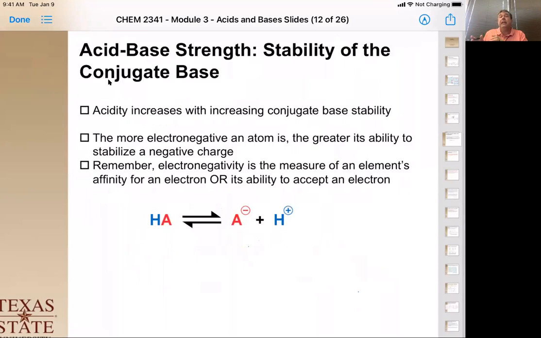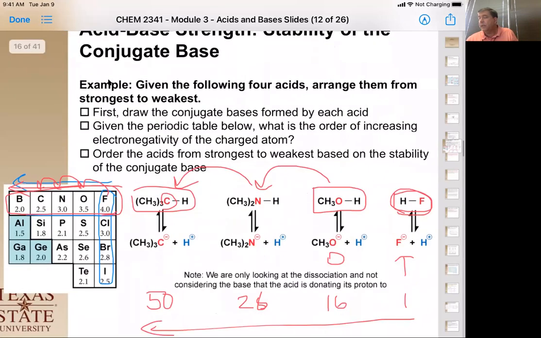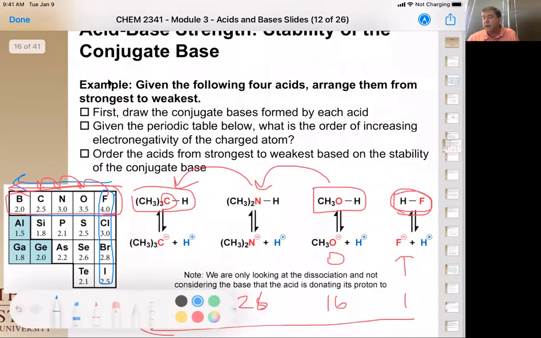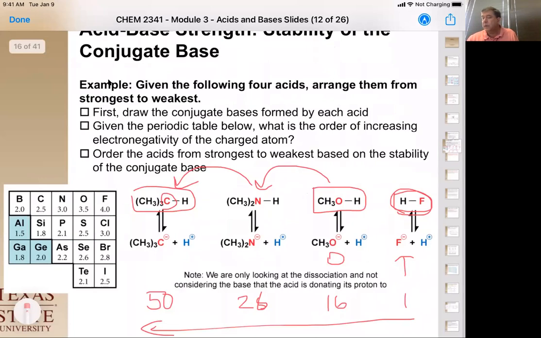So if you have a more electronegative atom, it has a greater ability to stabilize that negative charge and be happy. So the stronger the electronegativity of the atom, the more likely it is to be stable as that ion and therefore be a stronger acid. Okay. However, it has to be compared with the size of the atom as well. Okay, so let's look at just the ability using electronegativity right here.